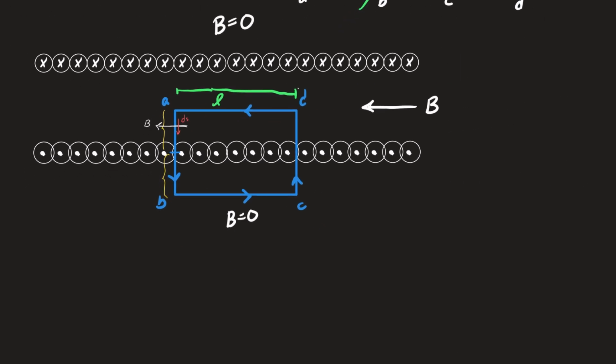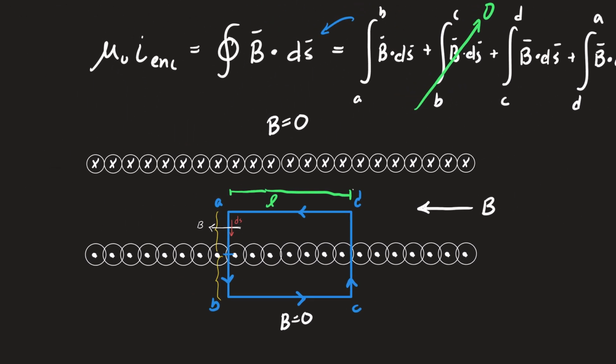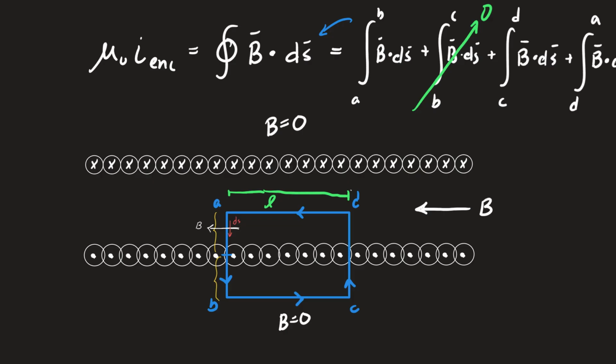So applying that to both from A to B and C to D, we can get rid of both this integral and this integral, which leaves only one region left that we have to integrate, and that's from D back to A.